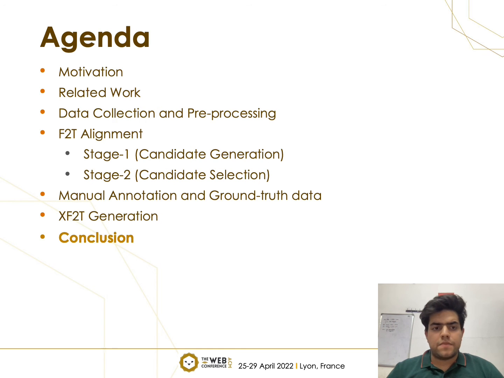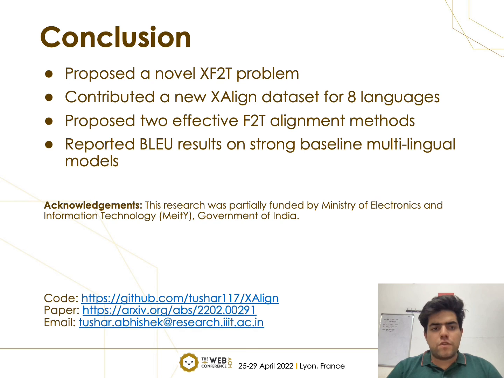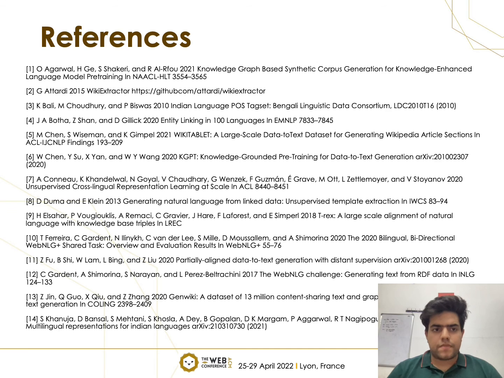Finally, the conclusion. Through our paper, we proposed a novel cross-lingual fact-to-text problem. We contributed a new XAlign dataset for 8 different languages. We proposed 2 effective fact-to-text alignment methods that work in a cross-lingual setting. And we reported BLEU score results on strong baselines fine-tuned on our XAlign dataset.